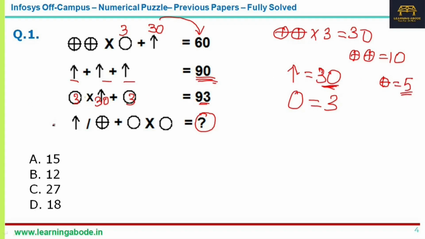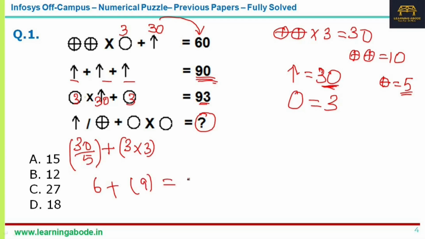Now let's try to substitute this here. The arrow is 30 and x is 5, plus 3 into 3. So 30 by 5 is 6, and 3 into 3 is 9. So 6 plus 9 is 15. So what will come in place of the question mark? 15. Answer option A. As far as the technical ability questions, that is the quantitative aptitude and reasoning ability questions, you can expect almost the same or similar questions, ditto the same format, the same kind of questions.